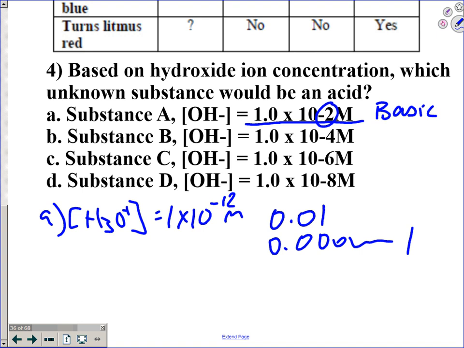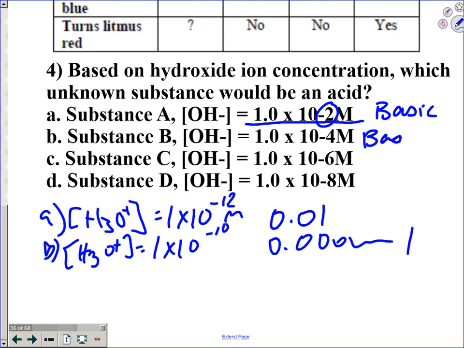This one's basic. So do the same. B, if that's the hydroxide, what's the hydronium? 1 times 10 to the negative 10th, because that's negative 4. Negative 10 plus negative 4 is a negative 14. So is this one acidic, basic, or neutral? Still basic, because that's quite large. This one? What's the hydronium? 1 times 10. Good, so you're just making it 14, negative 8, negative 6, negative 14. So again, still basic, because we haven't met the point where hydronium's higher than hydroxide.